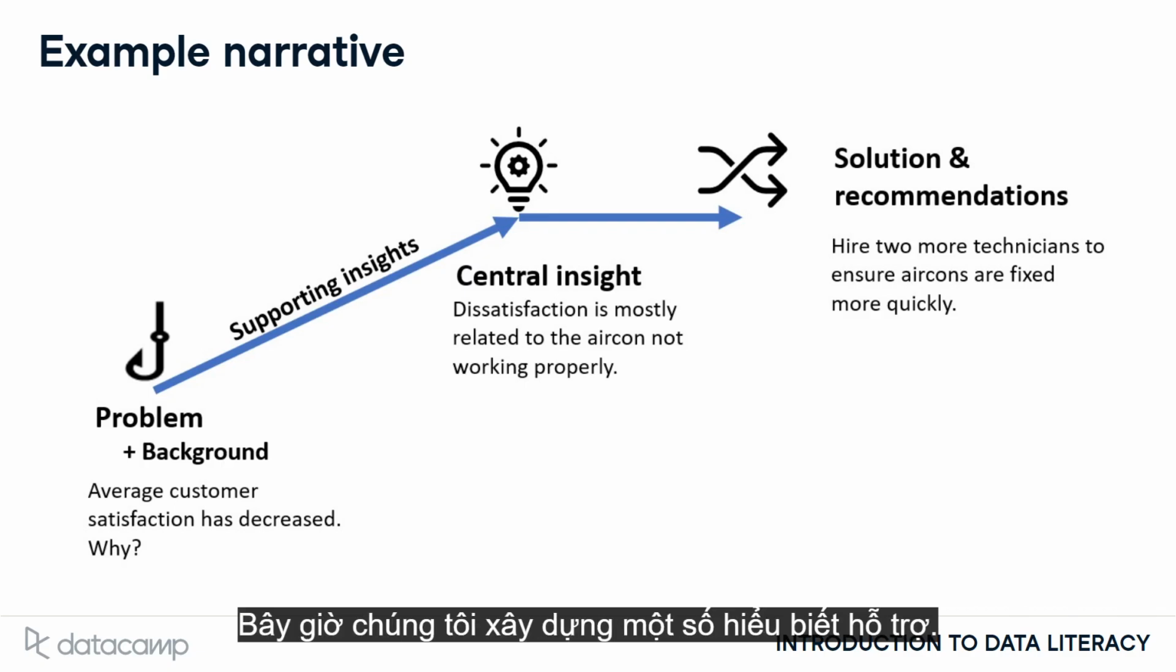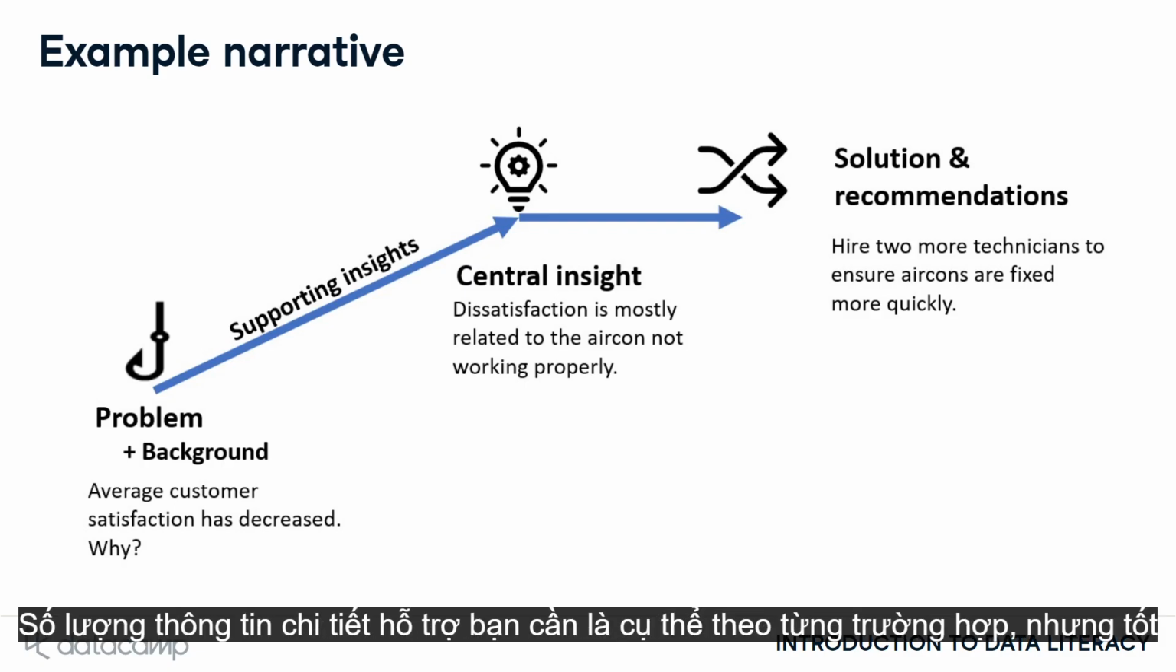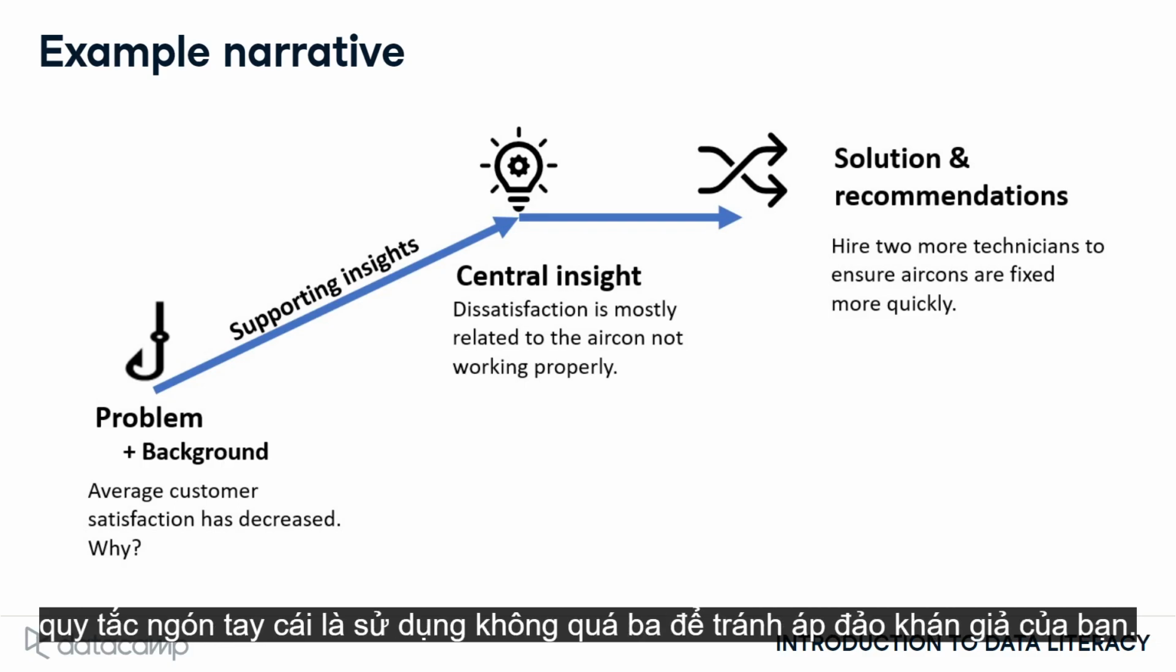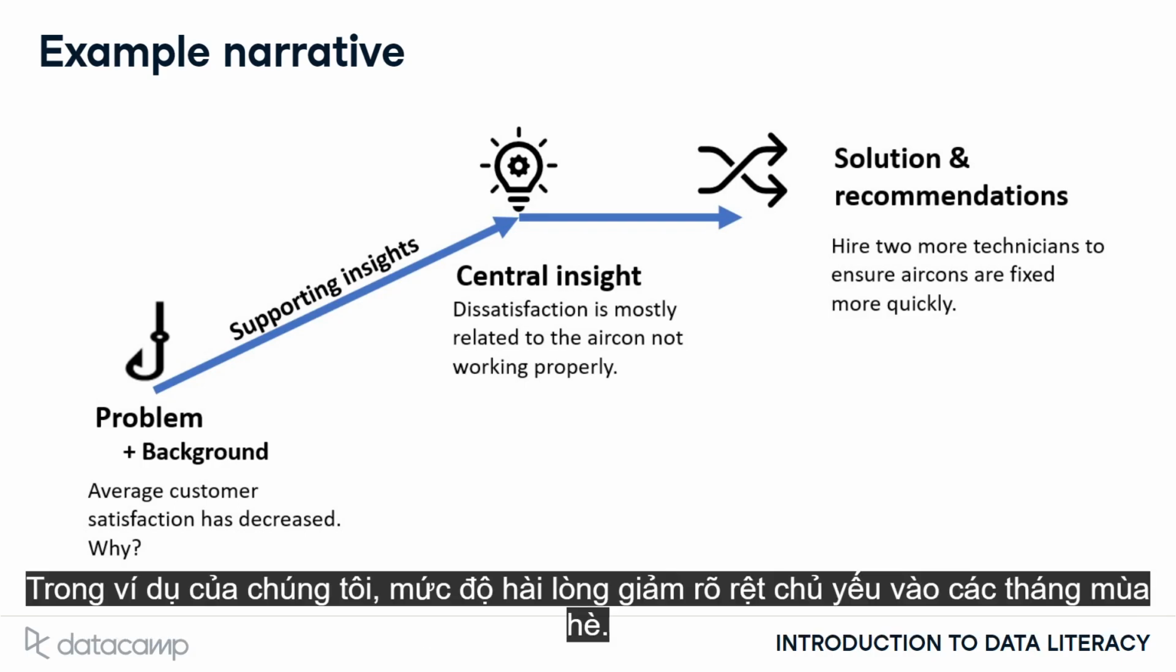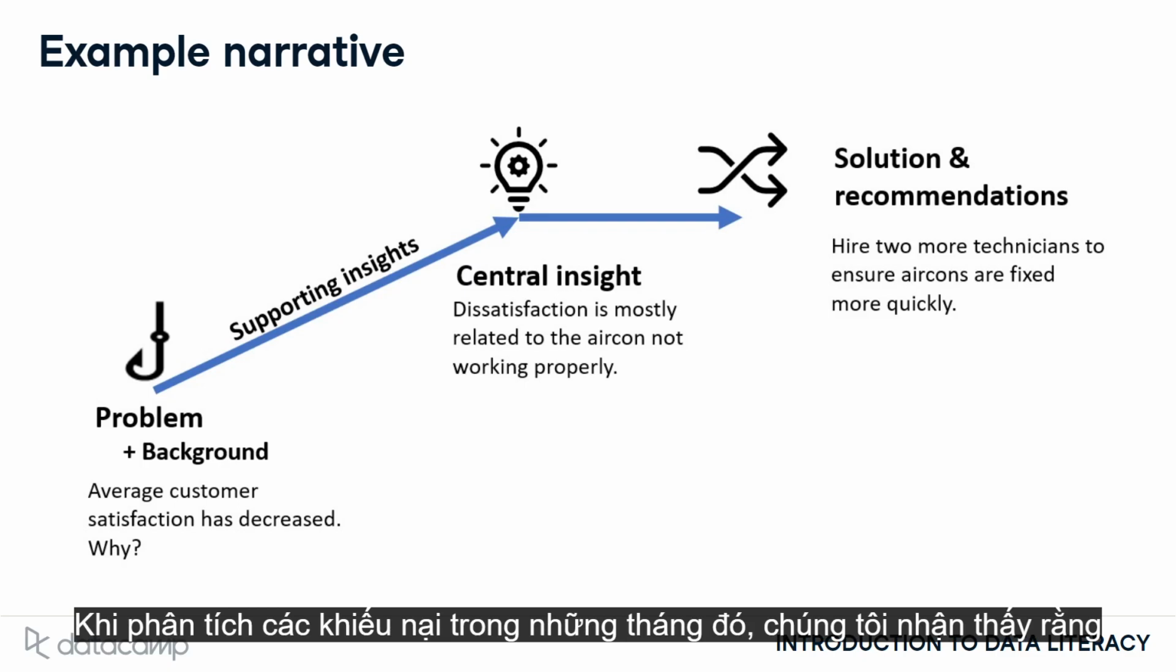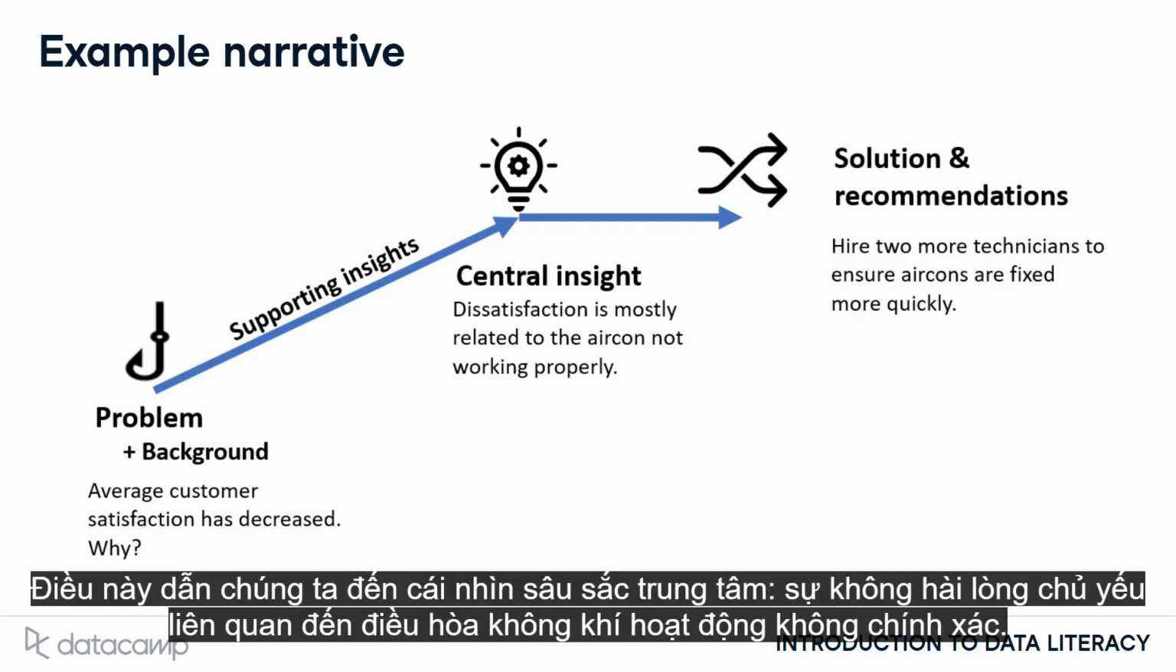Now, we build up some supporting insights. The number of supporting insights you need is case specific, but a good rule of thumb is to use no more than 3 to avoid overwhelming your audience. In our example, the satisfaction decrease is evident mainly in the summer months. When analyzing the complaints in those months, we notice that the highest number of complaints relate to problems with the air conditioning. This leads us to the central insight. The dissatisfaction is mostly related to the aircon not working correctly.